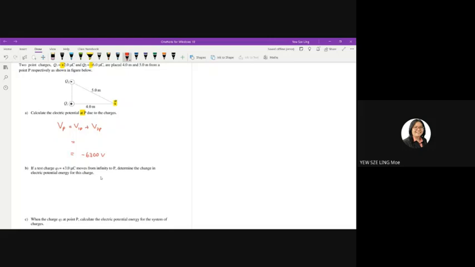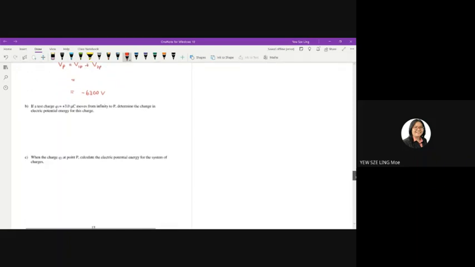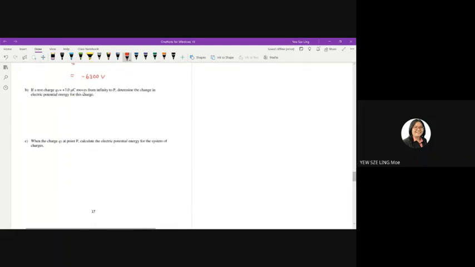All right, now let's look at question B. Question B needs you to think a little bit. If the test charge moved from infinity to point P, determine the change in electric potential energy for this charge. That means the change in potential energy for this charge. So when we're looking at infinity, I'm going to explain a bit of concept first before we solve the question, all right?